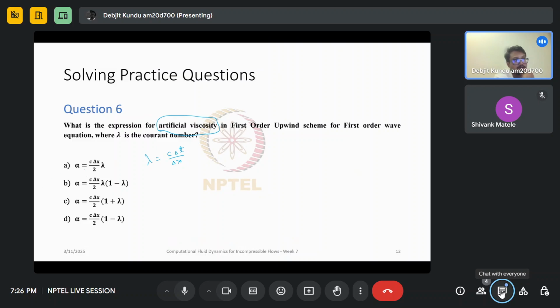Is it option A, alpha equal to c delta x over 2 into lambda? Is it option B, c delta x over 2 into lambda into 1 minus lambda? Option C, alpha equal to c delta x over 2 into 1 plus lambda? Or is it option D, alpha equal to c delta x over 2 into 1 minus lambda?